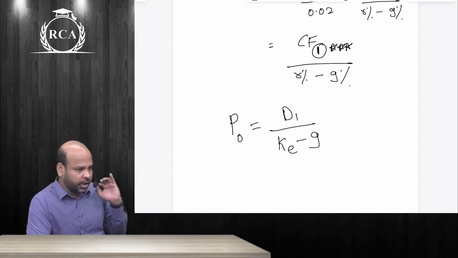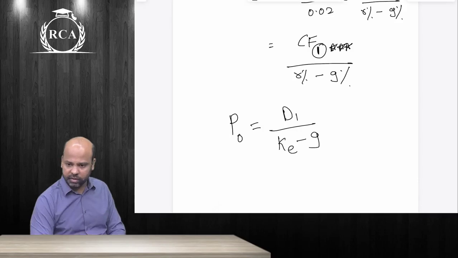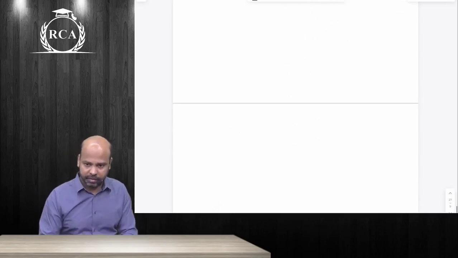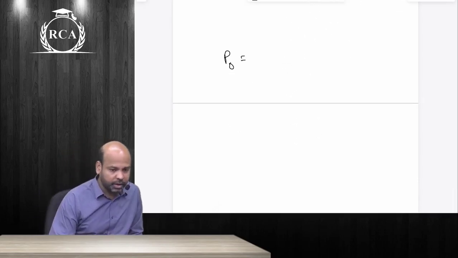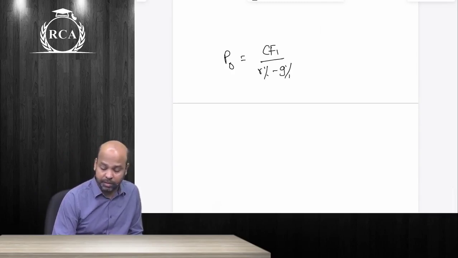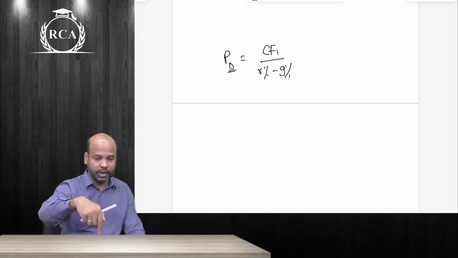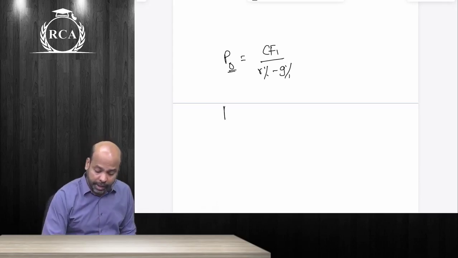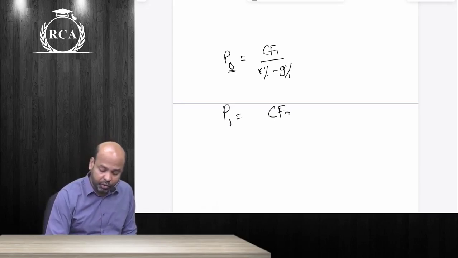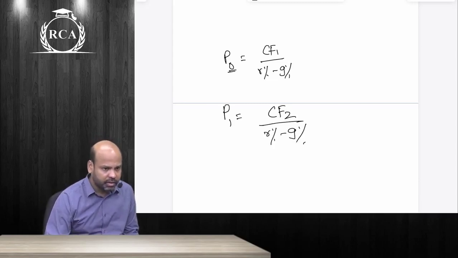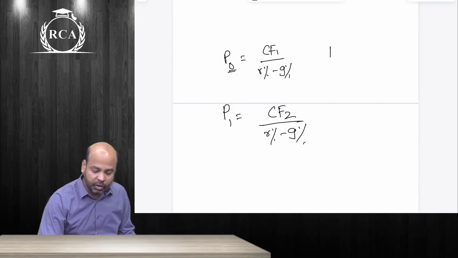If the growth rate is constant only after 5 years, then this formula cannot be used directly. ये समझ में आया नहीं आया अभी? If I'm writing P naught, I will write cash flow of year 1 divided by r percent minus g percent. P naught मतलब price prevailing today. I can also write P1 as CF2 divided by r percent minus g percent. If you get confused, replace 0 with years.